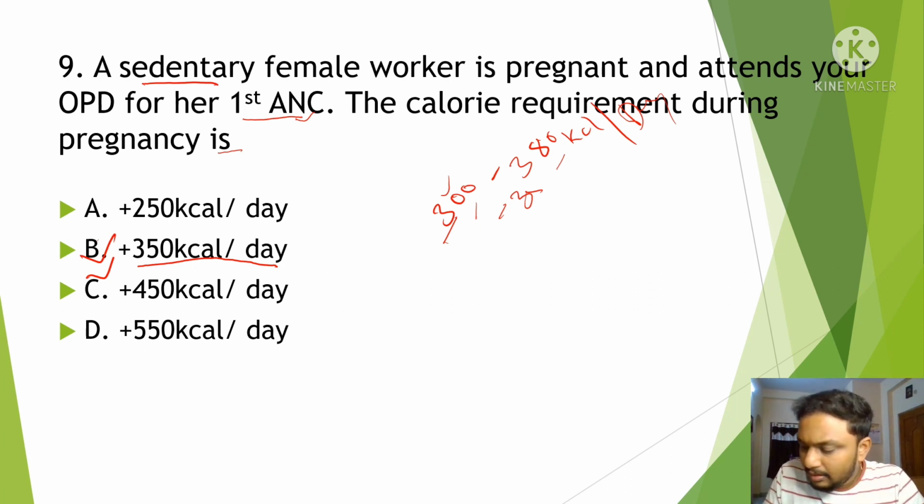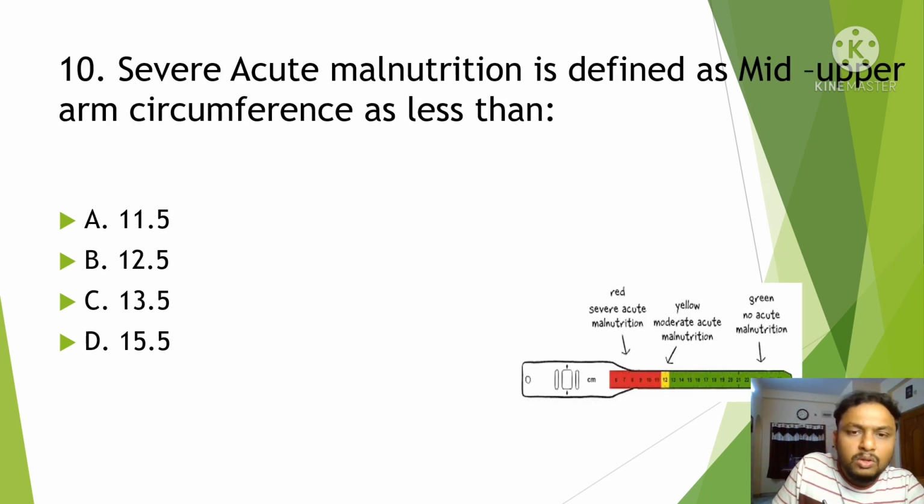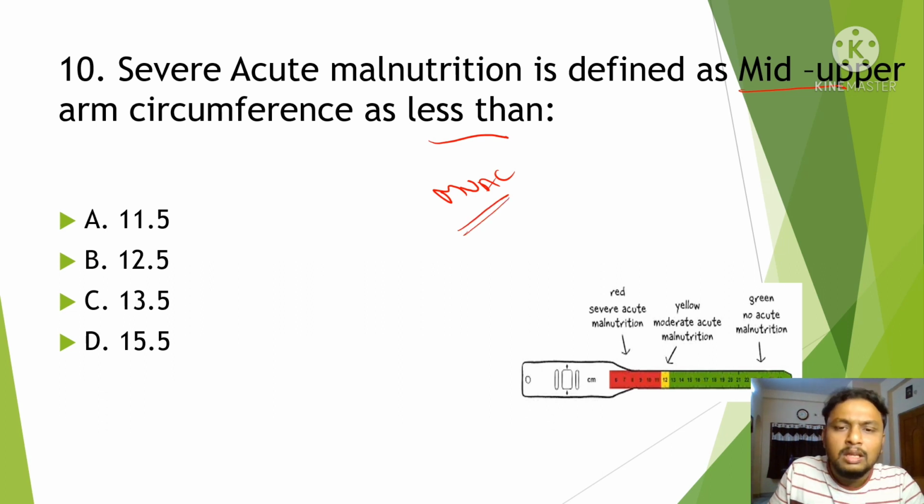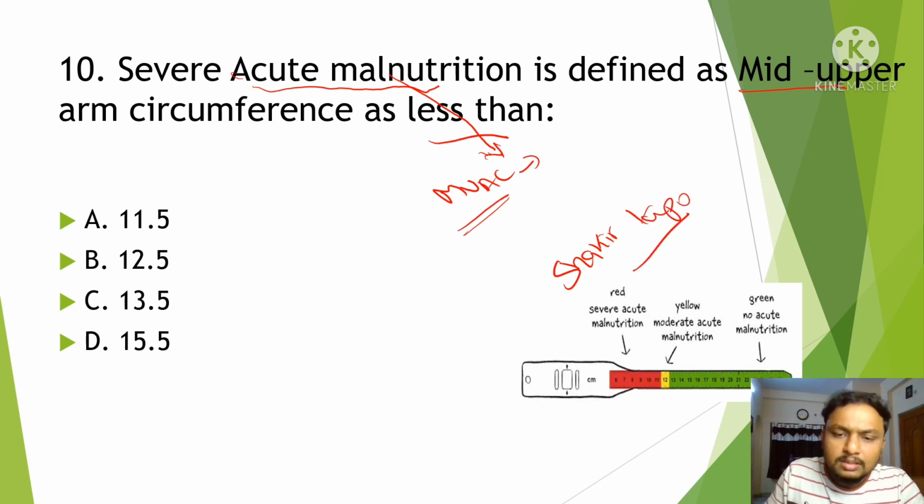Okay. Next question: severe acute malnutrition is defined as mid upper arm circumference less than what? MUAC, I already told you in the first question itself, mid upper arm circumference is used to determine the acute malnutrition status by using the Shakir tape. This is a Shakir tape.